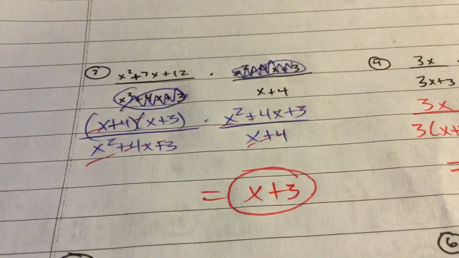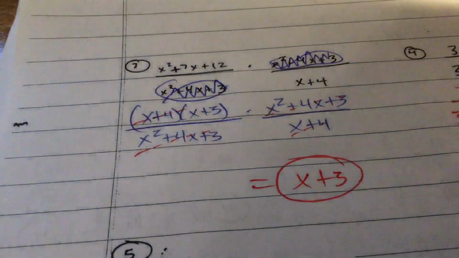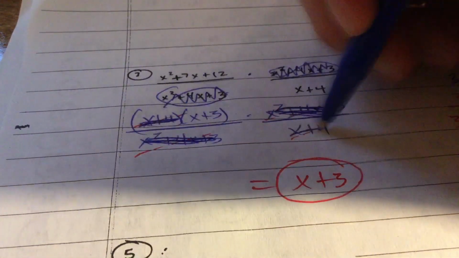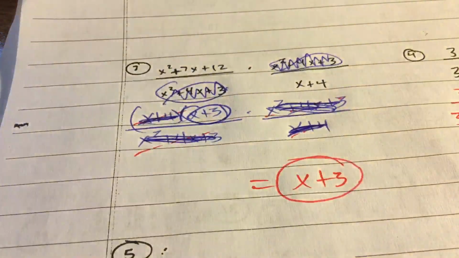Okay? And then that x plus 4 doesn't get factored. So like I said before, those are gone. X plus 4 would cancel. You're just left with that x plus 3.